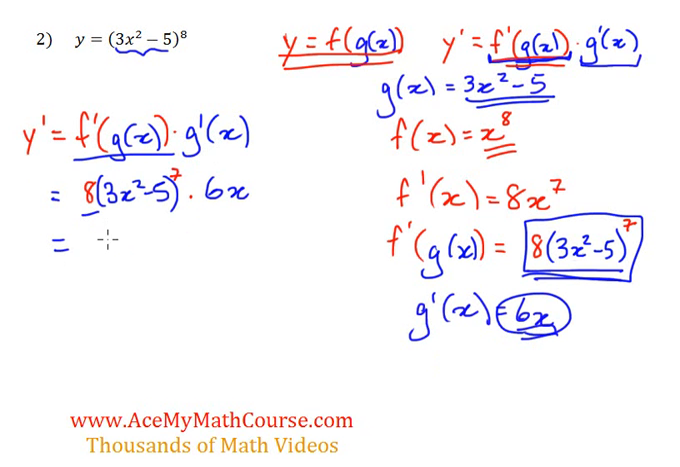Now, of course, we can multiply the 8 and the 6. So we get 48. The x comes with it, so I can write 48x times (3x squared minus 5) to the power of 7. And that's it. Hopefully it made good sense to you.